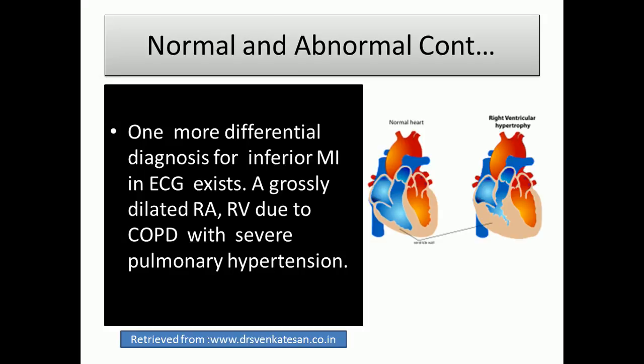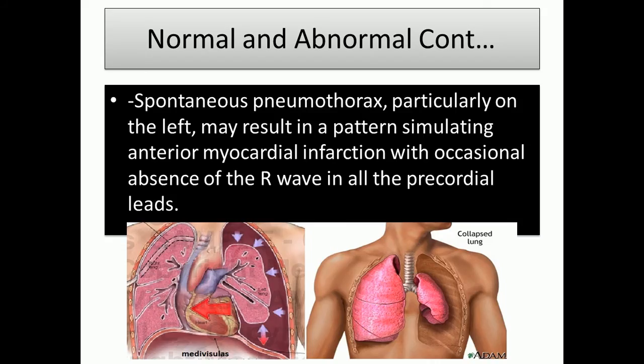One more differential diagnosis of inferior MI on ECG exists. A grossly dilated right atrium and right ventricle due to COPD with severe pulmonary hypertension can produce those changes of potential and mimic anterior and inferior myocardial infarction. Spontaneous pneumothorax, particularly on the left side, may result in a pattern simulating anterior myocardial infarction, with occasional absence of R wave in all the precordial leads. As you see here, it pushes the heart, the normal vectors change, and this produces some change in the R wave and Q wave.